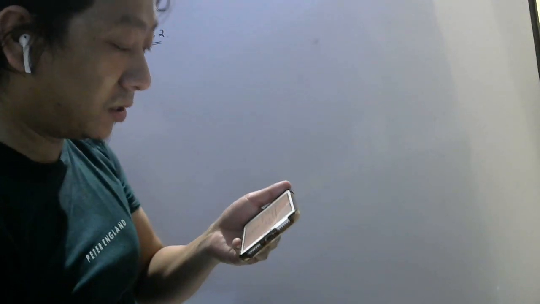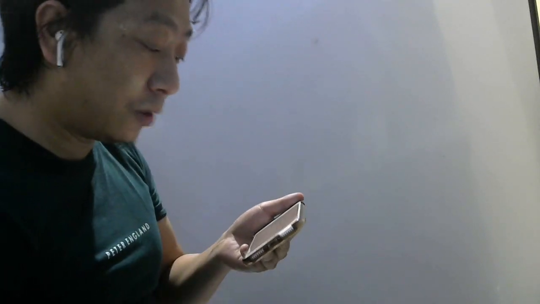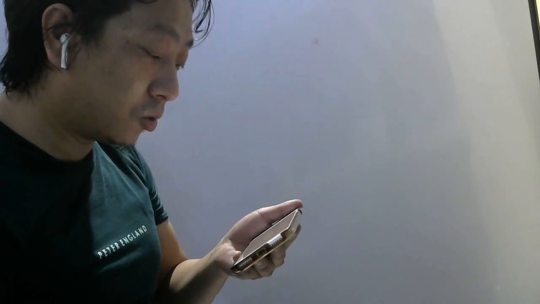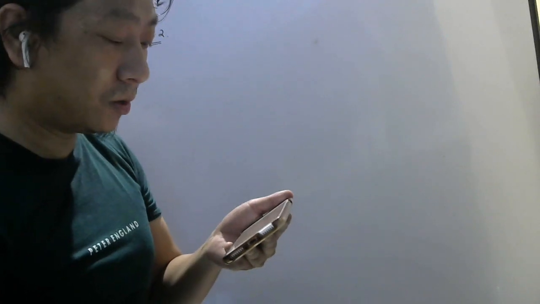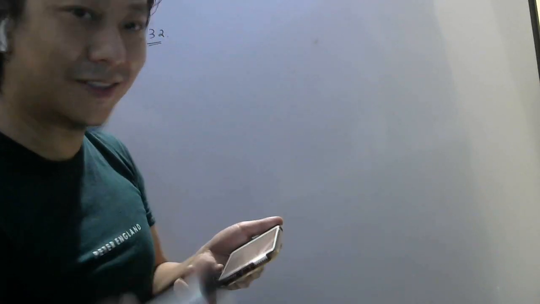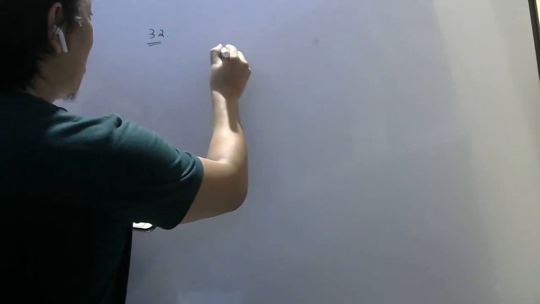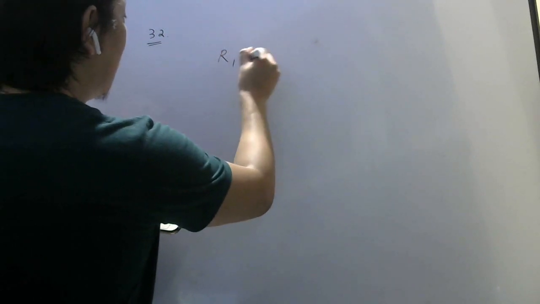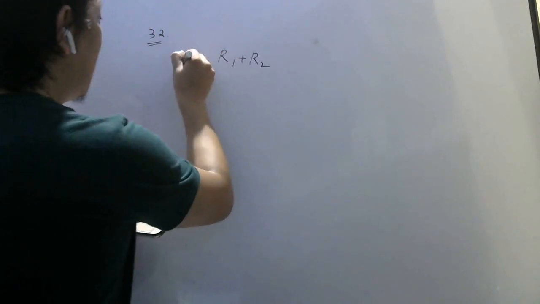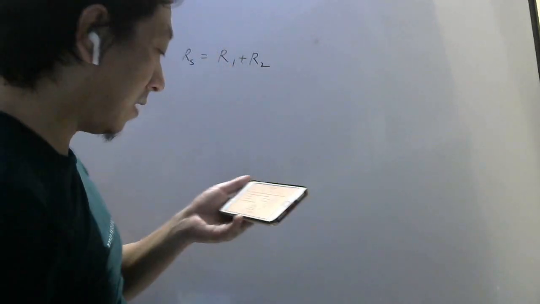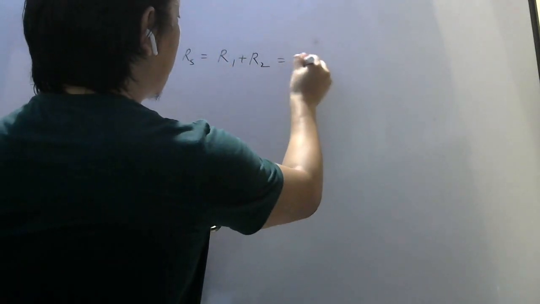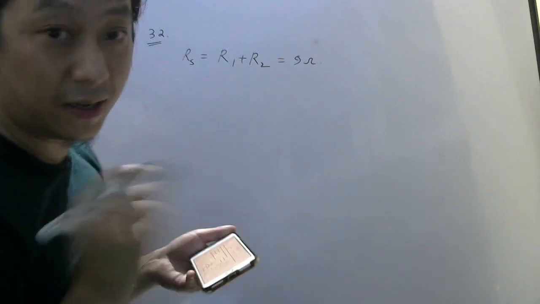32, let us do. The total resistance of two resistances when connected in series is 9 ohm, and when connected in parallel the total resistance is 2 ohm. What is the value of each resistance? Simple. In series, what is the total resistance? R1 plus R2. This is in series, right? And what is the value they have given? 9 ohm. So in series, we have to add the resistances.